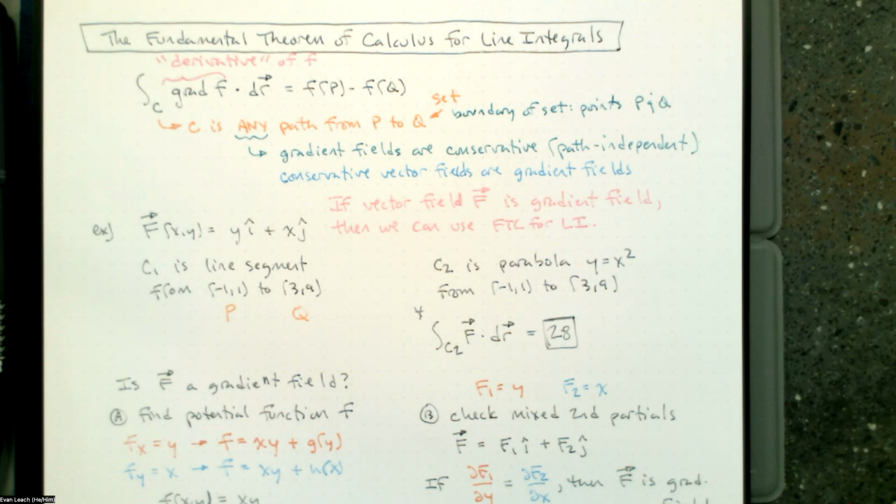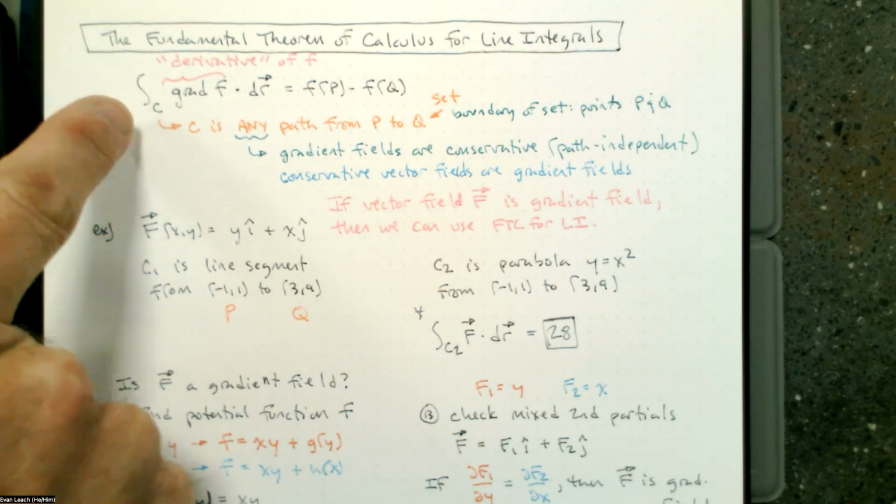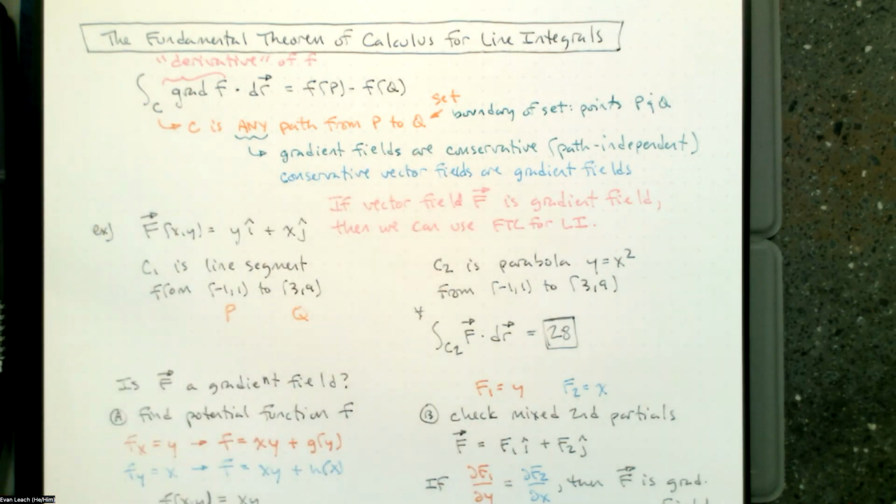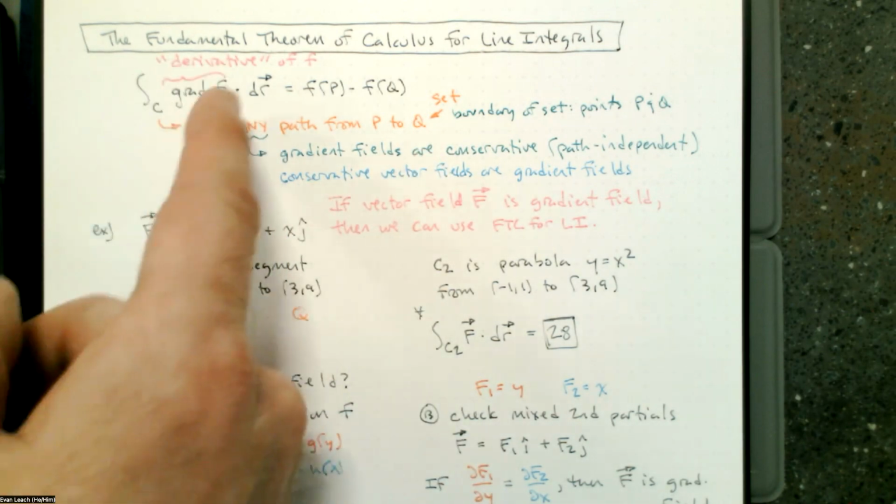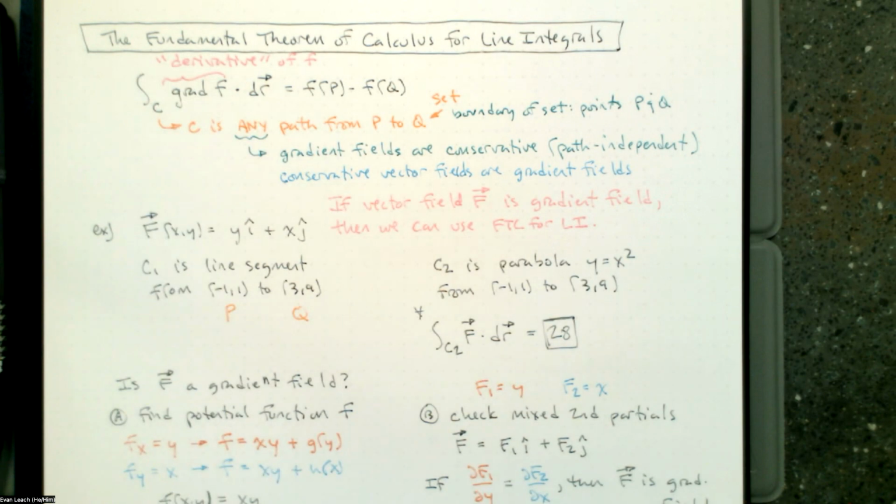So in the gradient theorem, the gradient is standing in as the derivative. That's what we would have like in the original Fundamental Theorem of Calculus with the f prime. And so we're integrating over this set, which is any path from point P to point Q, the derivative, which is in this case the gradient of the function, and by just evaluating the potential function at the endpoints and looking at the difference.